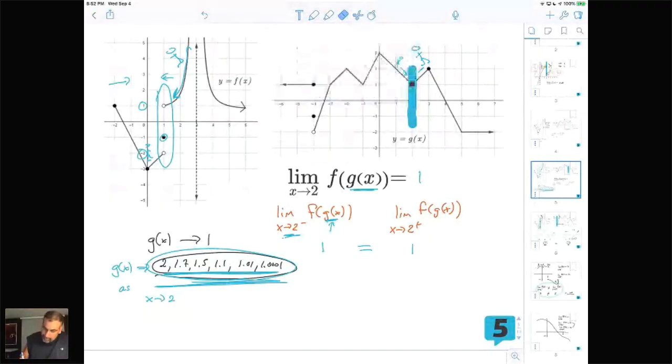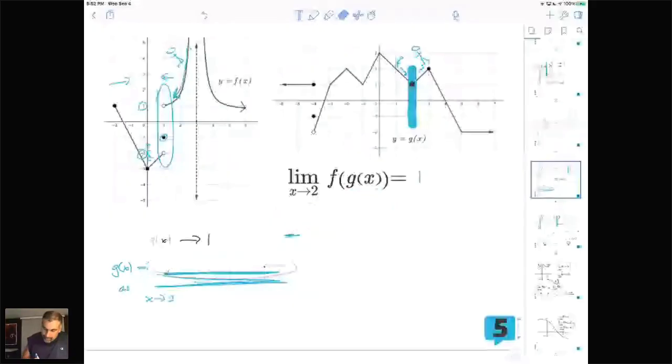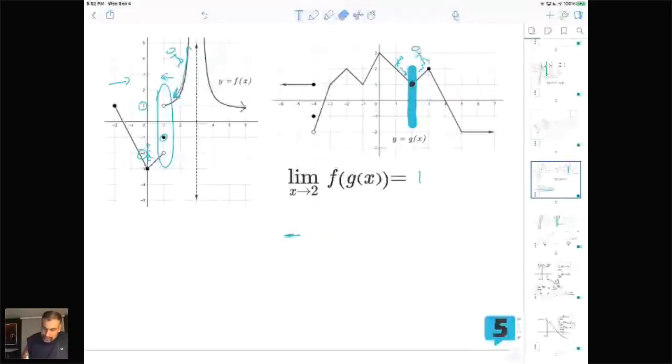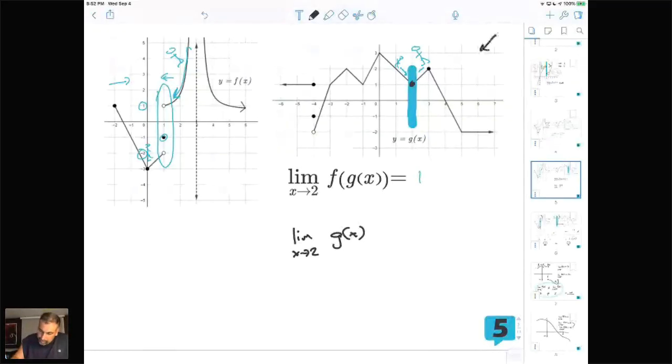Let me just kind of start. The key to this one, and this is the tricky one, is to understand when you look at the limit as x approaches 2 of g of x. When you look at this limit, that's this graph right here, you're going to agree that regardless of whether you come from the left or whether you come from the right, we're going to get the answer 1.